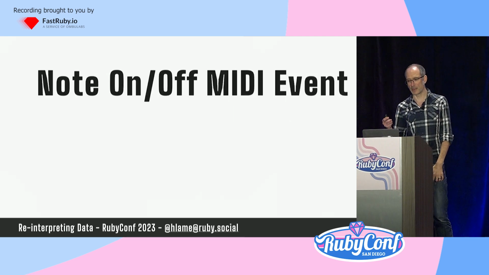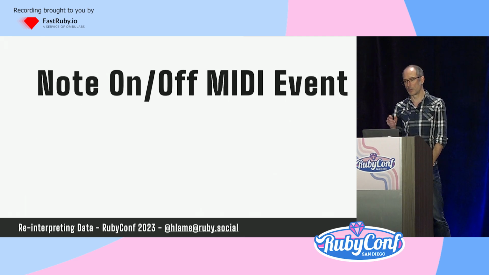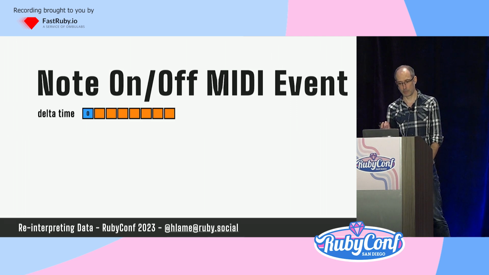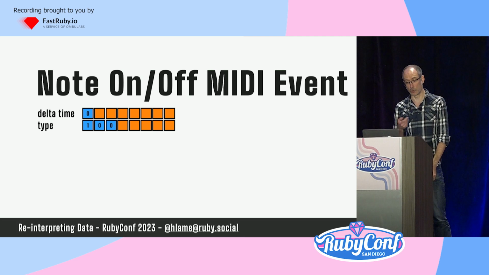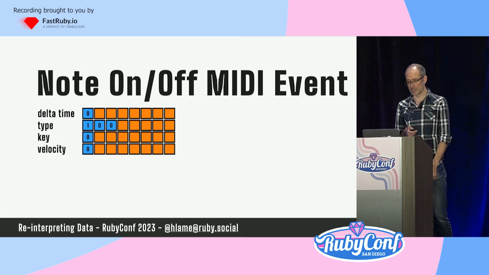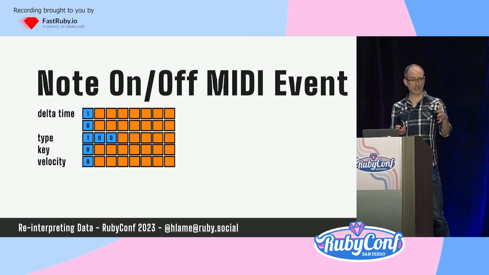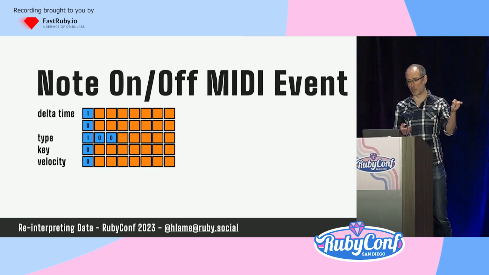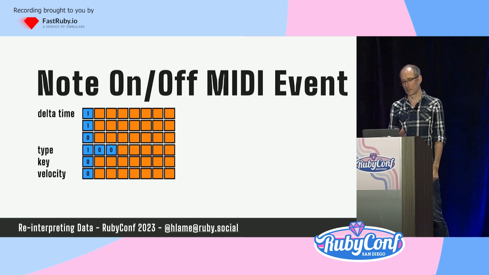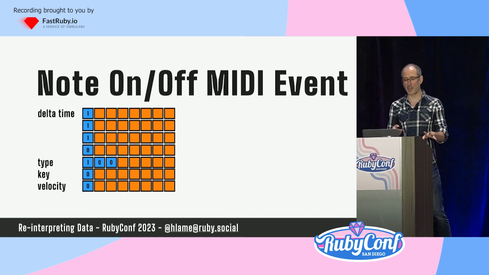So if we put it all together, what do we need to store one of our note on or note off events? Well, we need a delta time, a type, on or off, a key, and velocity. And that looks like this. A byte that starts 0, a byte that starts 1, 0, 0, and then 2 bytes that start 0. Or, because delta time can be 2 bytes, it could be a 1 byte, a 0 byte, a 1 0 0 byte, and 2 0 bytes. Or 3, or 4. There's no 5 because delta time is 1 to 4 bytes.